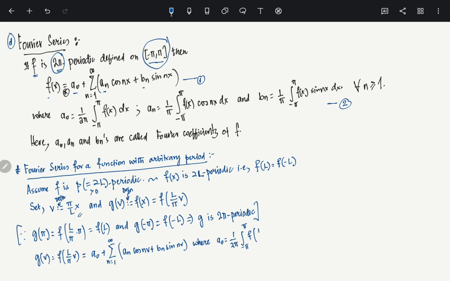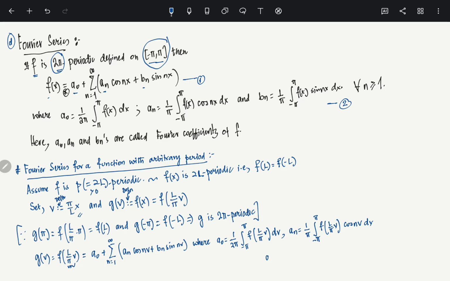Of f of, let me write it this way, otherwise you may get confused. This is the notation which we are going to use. Now this is our new variable. g can be written like this. If we want to write it in terms of f, here we should write g, but g of v is f, so we write it like this. And an is 1 by pi, integral from minus pi to pi of f of L by pi v, clear, and then cosine nv dv.